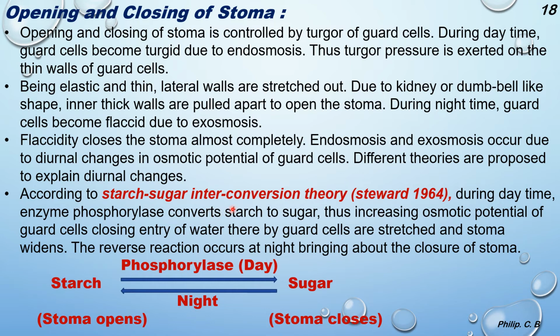According to the starch-sugar interconversion theory, one of the theories which explains the concept, by Stewart in 1964, during daytime the enzyme phosphorylase converts starch to sugar, thus increasing osmotic potential of guard cells, causing entry of water, thereby guard cells are stretched and the stoma widens. This is one of the reasons which is very clearly accepted. The reverse reaction occurs at night, bringing about the closure of stomata. That is, it becomes flaccid at night and turgid in the daytime.